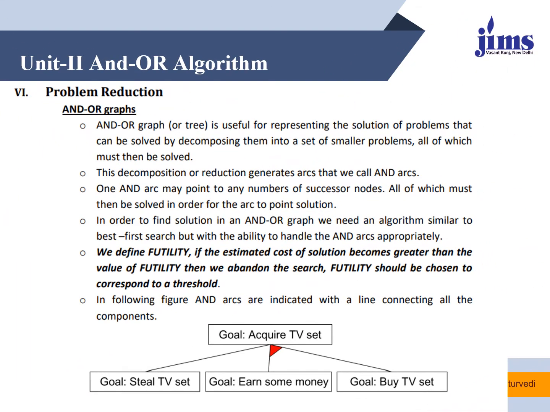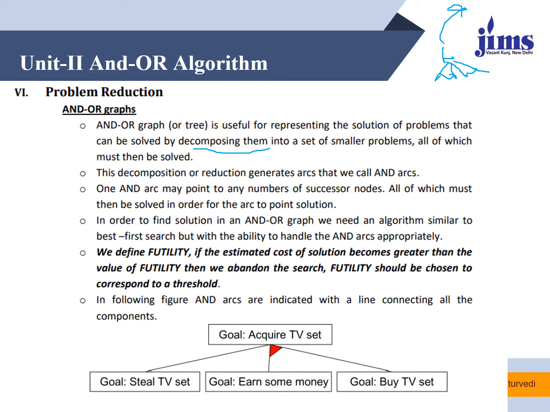Now another algorithm is the AND OR algorithm. This is also known as problem reduction, which reduces the problem. AND OR graph or tree is useful for representing the solution of problems that can be solved by decomposing them into some set of small problems. So what it does, it decomposes the problem into smaller problems and then keeps on solving them, and then keeps on adding the solutions together to give the final solution.